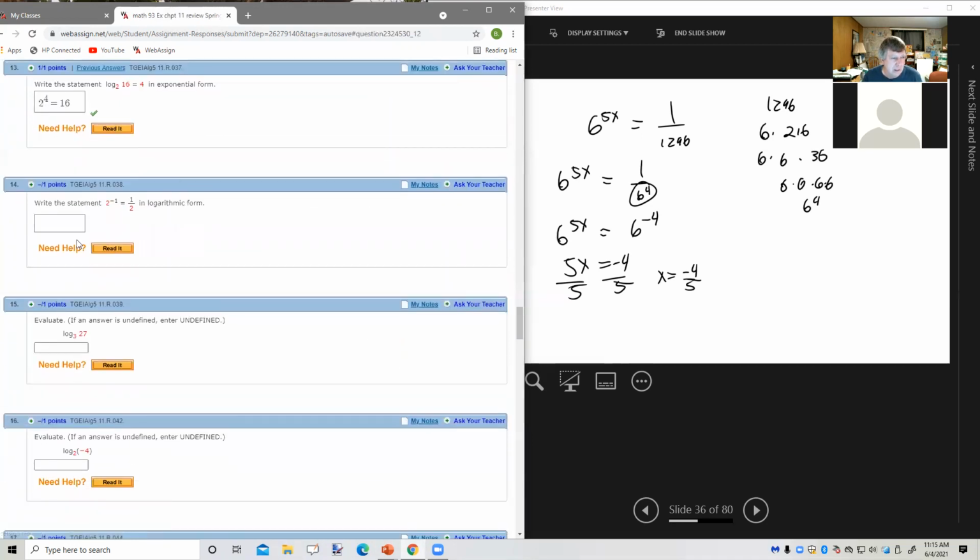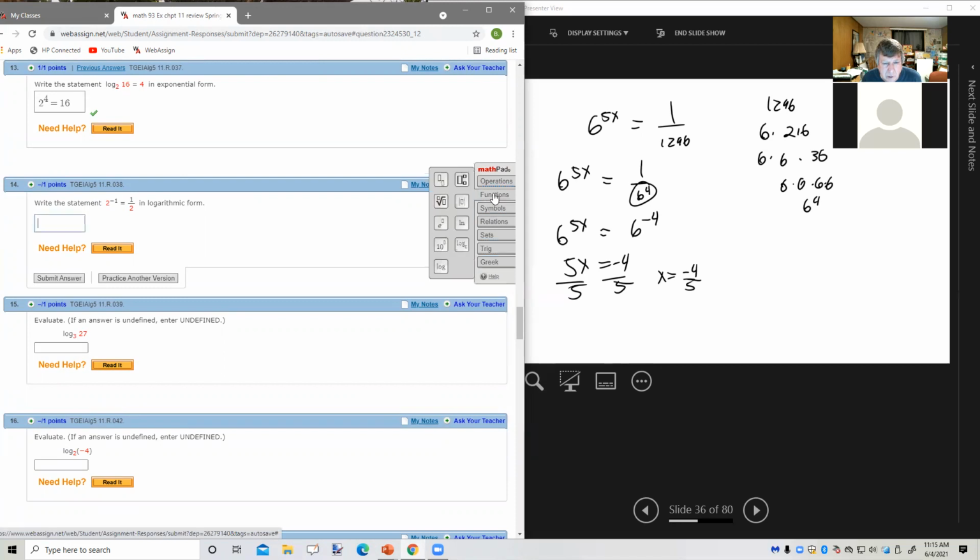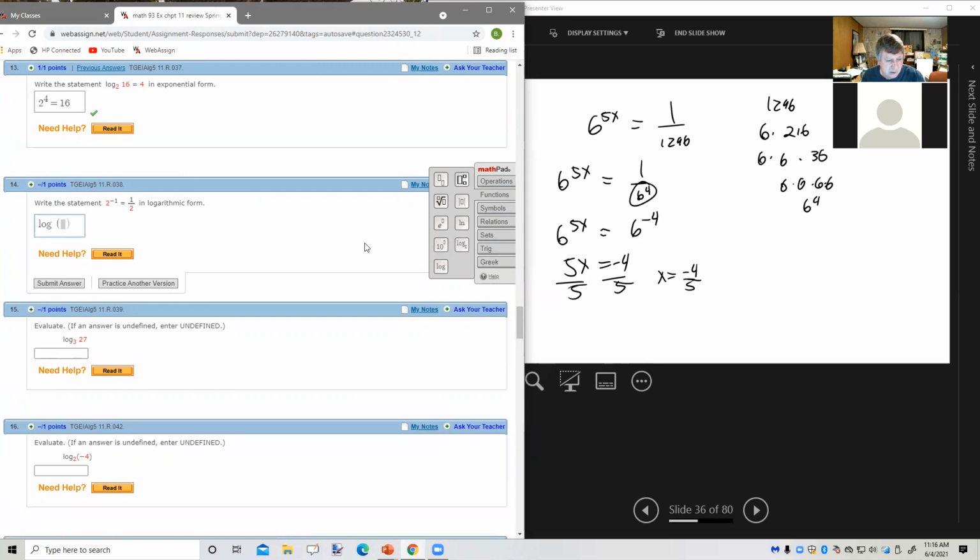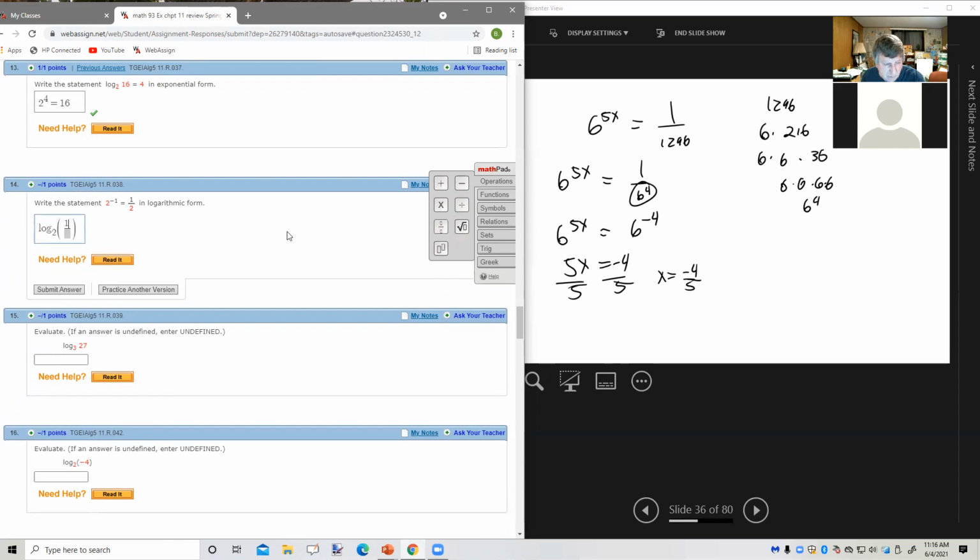Yeah. Okay. Write this statement in logarithmic form. This is going to be log base 2 of a half equals -1. So log base 2 of 1/2 equals -1.